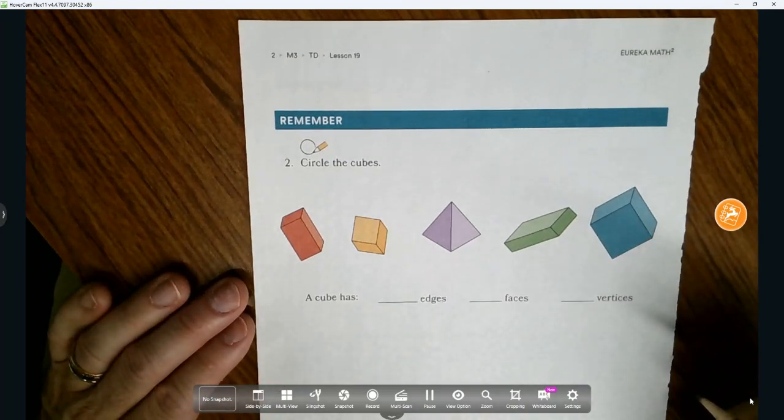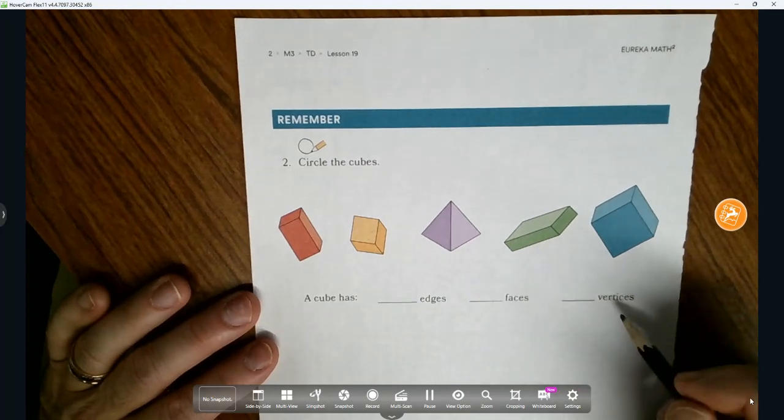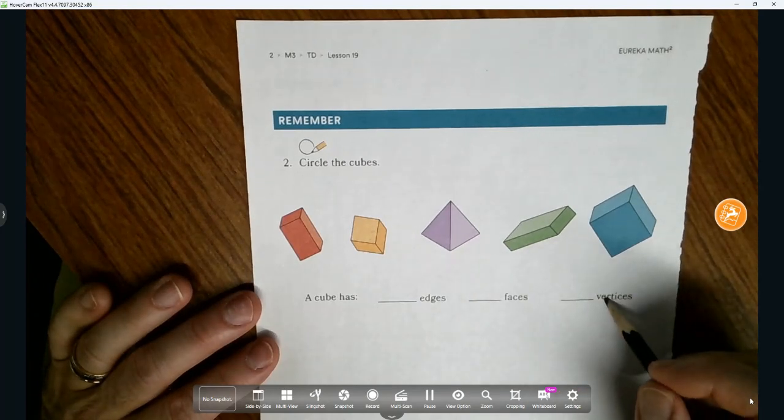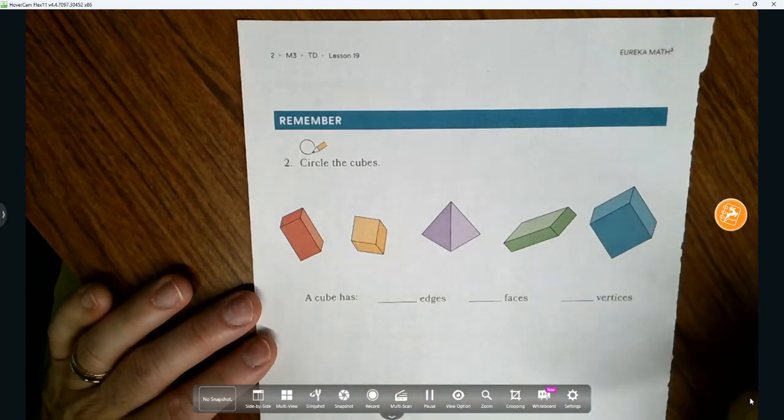All right. So a cube has how many edges? A cube has how many faces? And a cube has how many vertices? Vertices are the corners, the points, sharp things that would cut you. All right. So I'll give you a hint. There are 2 cubes in here. 2 of them.